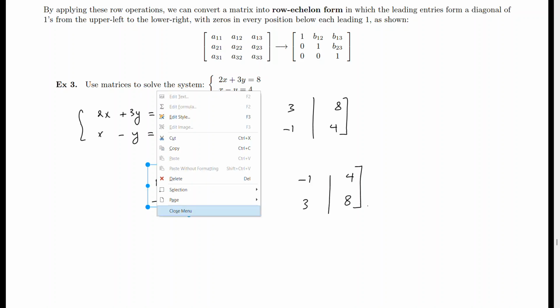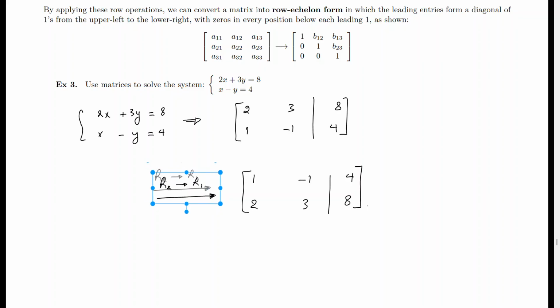So typically we like to write this little arrow thing and describe what we're doing on the side, then write the solution next to it.